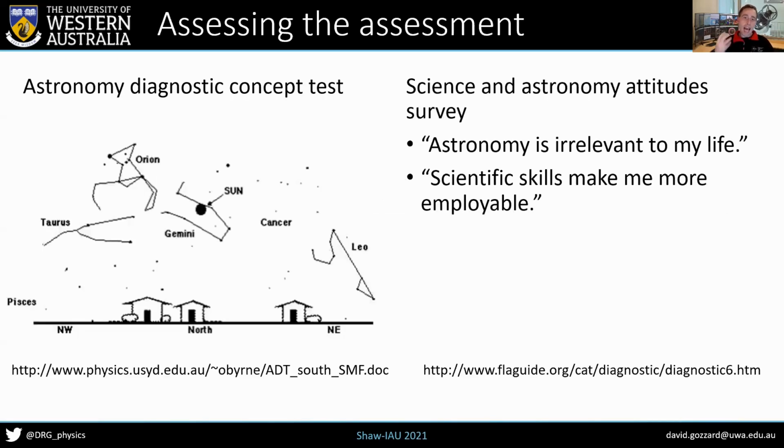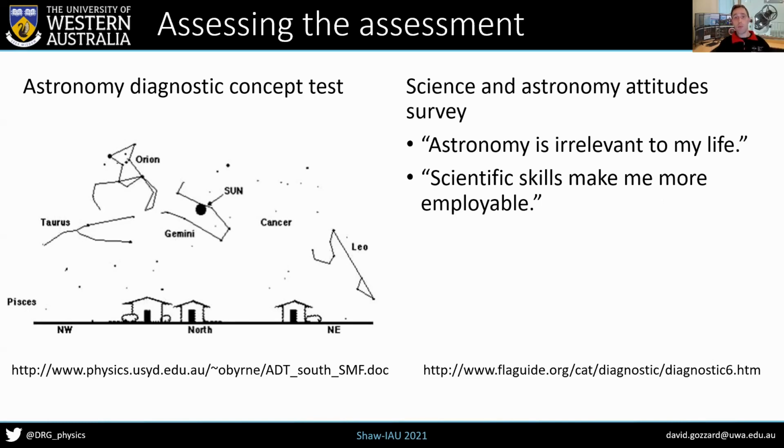To see how well the diaries helped the students, we gave them a pre- and post-course test, and this test included an astronomy diagnostic concept test that included questions like the one I showed you previously and others that test a student's understanding of basic concepts, and an attitude survey that asked them to rank whether they agreed or disagreed with statements such as astronomy is irrelevant to my life or scientific skills make me more employable.